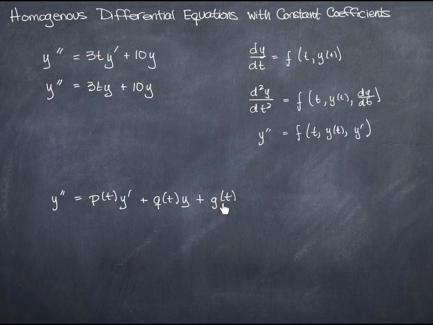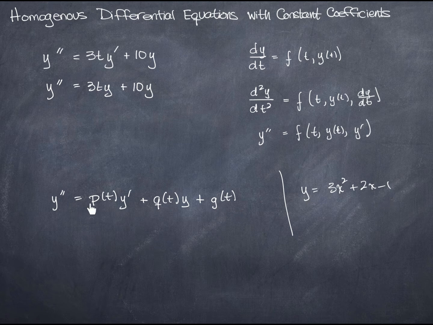This is a term that has no y's and no y primes in it. It's analogous to the constant term in a polynomial. So if we have y equals 3x squared plus 2x minus 1 in a polynomial, we have a power of 2 here, a power of 1 here, and a power of 0, and therefore no x's here. So it is just an analogy, though, because this is a different situation.